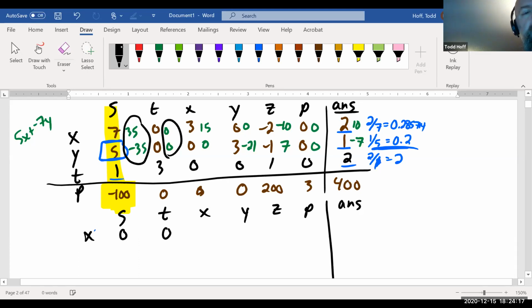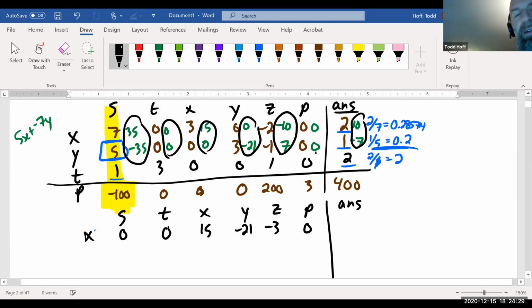0 plus 0 is 0. 15 plus 0 is 15. 0 plus negative 21 is negative 21. Negative 10 plus 7 is a negative 3. 0 plus 0 is 0. 10 plus negative 7 is 3. So I'm going to erase those temporary numbers again.